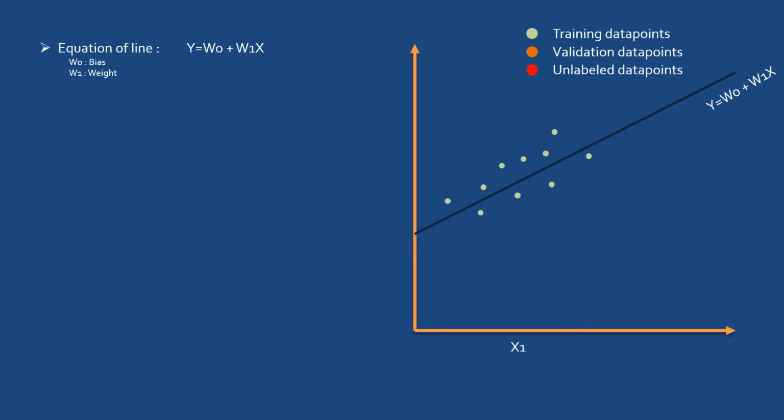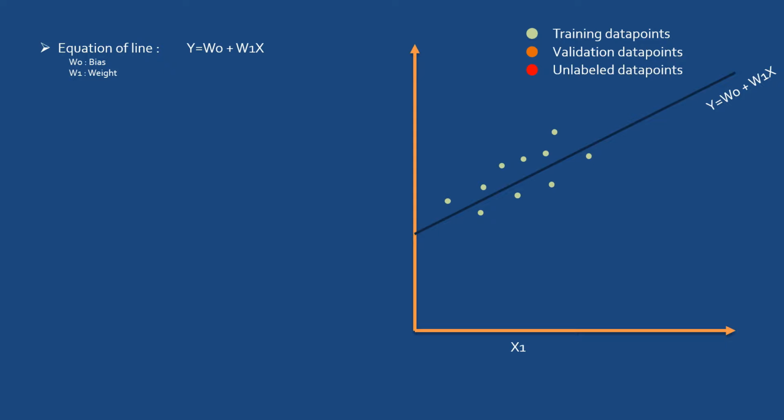Mathematically, the line is represented by y = w0 + w1x, where w0 is the y-intercept, which is also called bias. w1 is the slope of the line, meaning the rate of change of y with respect to x, which is also called weights. The algorithm tries to optimize the values of w0 and w1 in an iterative way so that the overall error in prediction is minimum.